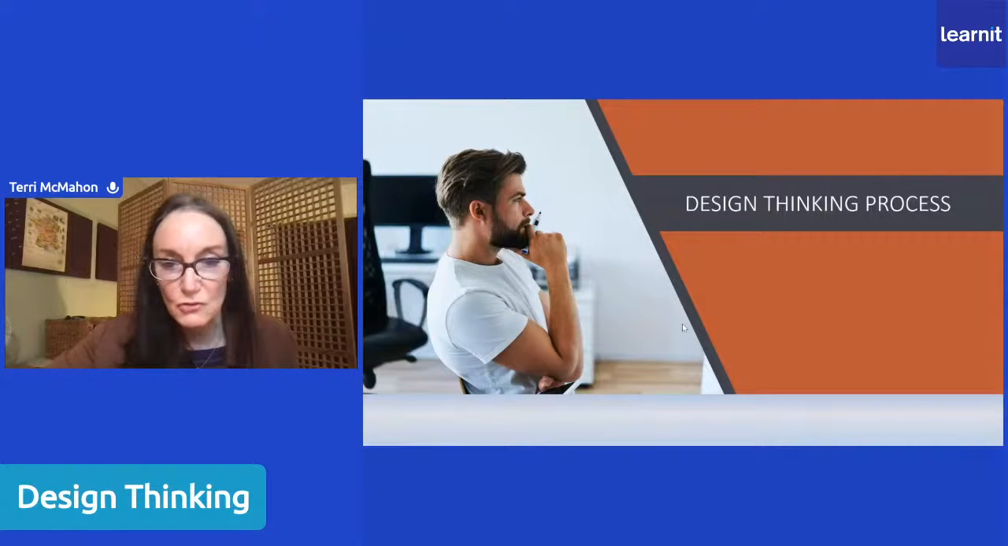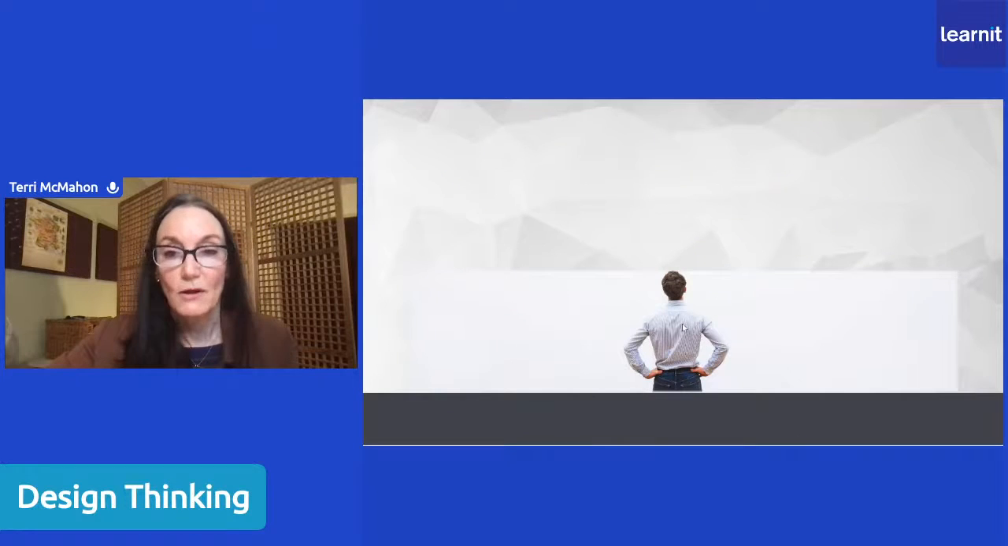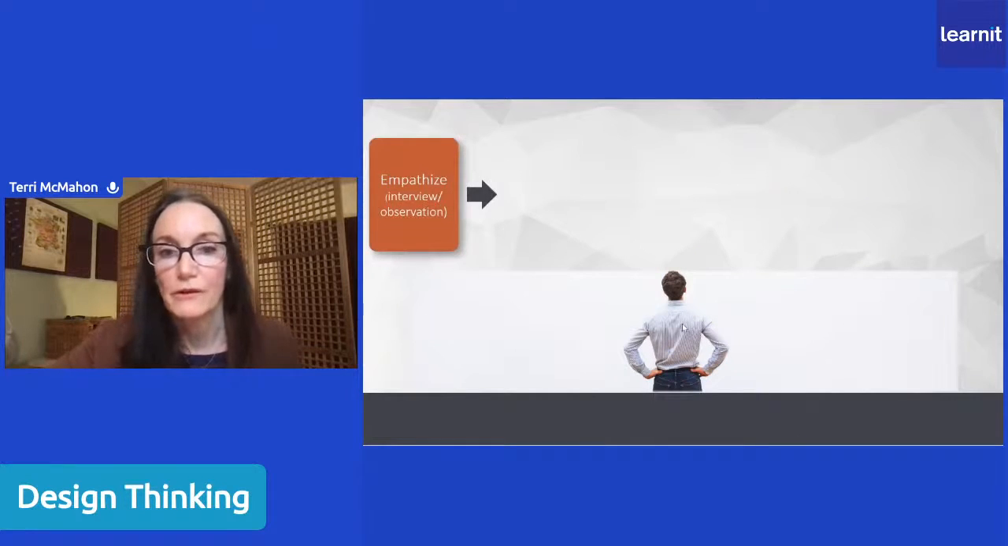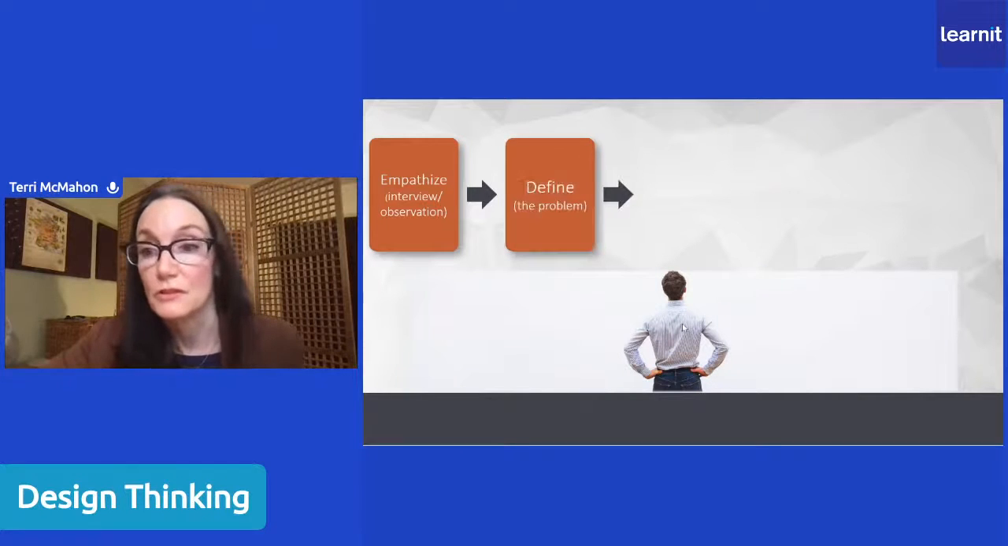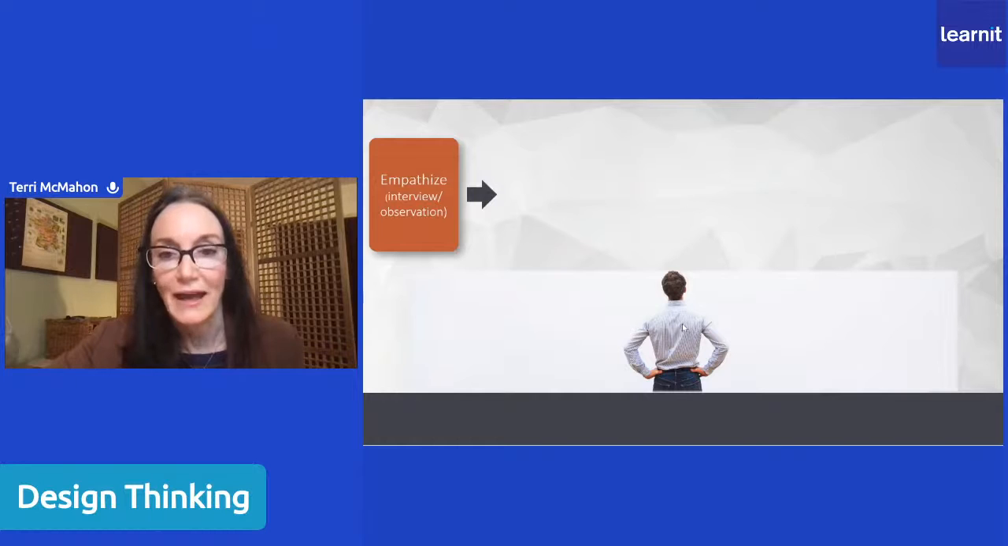Let's go straight to what is it? Here's the actual process. Next slide. As I walk through this, you might want to jot down somewhere if you think you do enough of each of these steps. First, what you want to do is you want to empathize. The way you do that is you put yourself in the other person's shoes. You find a way to be curious. You interview, you observe. What is it that's going on with that thing or that event that needs to be solved?